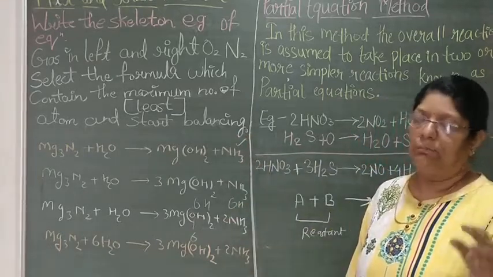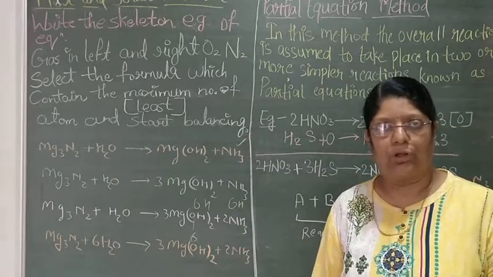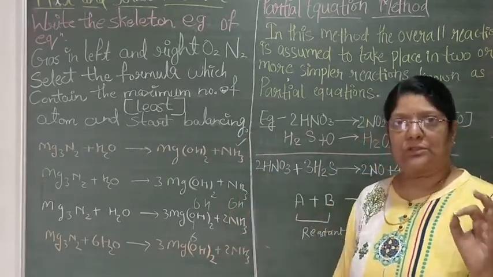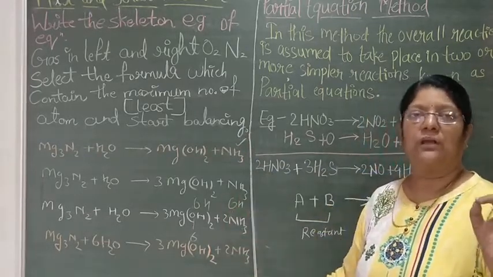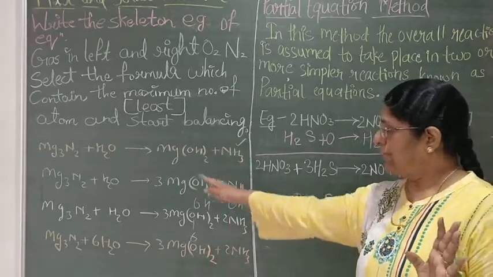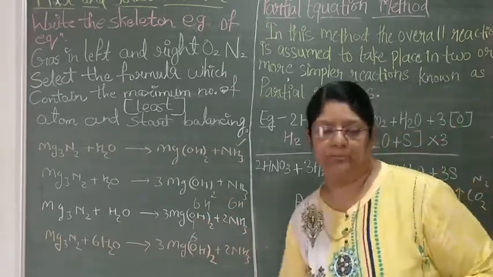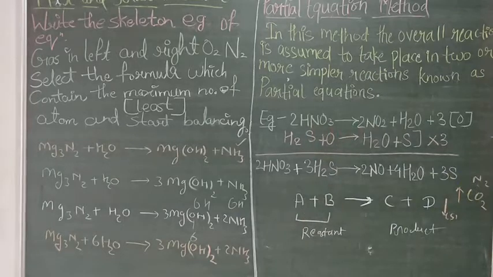method. Many reactions are given in your book. You just write all those reactions in your copy and try to balance them. Okay? The method I have told you, please do it. Now we are coming to the partial method. What is the partial method and when is it used?